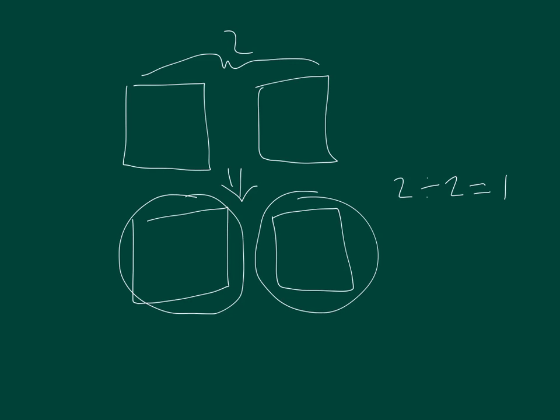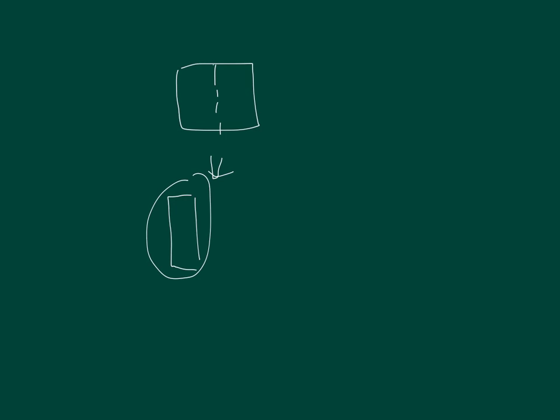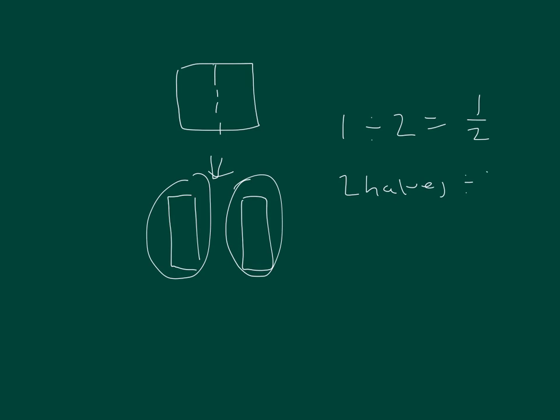Now imagine that there's only one cracker to share with the two people. So we have that one cracker. We're now cutting that cracker in half, so that each person gets a half of a cracker. Or the equation is 1 divided by 2 equals 1 half. That was 2 halves, also written as 2 halves divided by 2 equals 1 half.